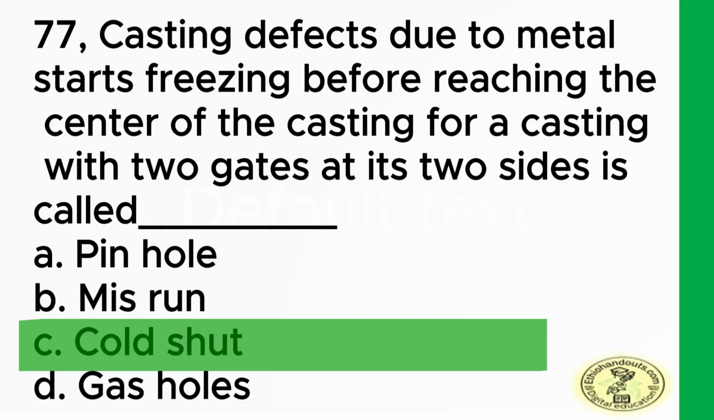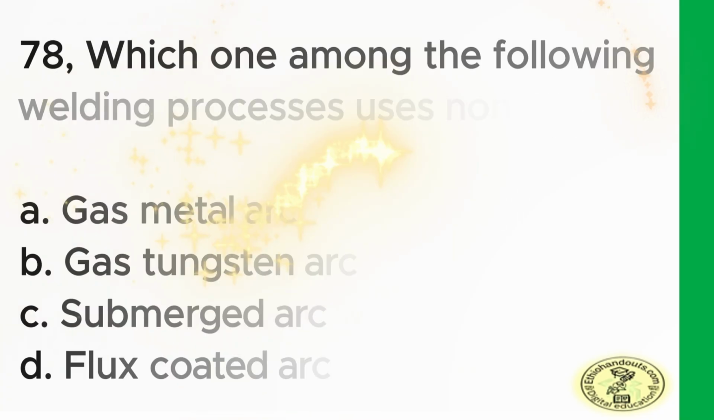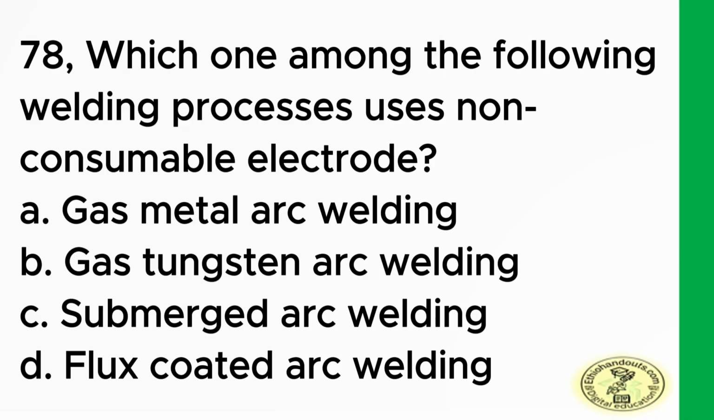The correct answer is C. Cold shut. 78. Which one among the following welding processes uses non-consumable electrode? A. Gas metal arc welding, B. Gas tungsten arc welding, C. Submerged arc welding, D. Flux-coated arc welding.